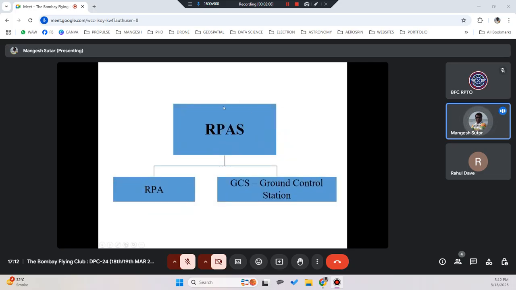So RPAS is nothing but RPA plus GCS, the ground control station, or maybe even your remote control. Whatever you have on the ground, from where you are communicating with or controlling your RPA, that entire RPA plus GCS is called RPAS. Clear on this? A lot of time people get confused between RPAS, RPA and GCS, especially RPAS and RPA. When the S comes, we are talking about the complete system in totality.